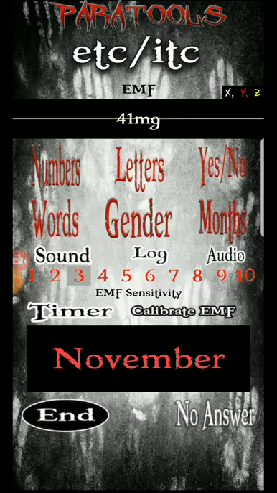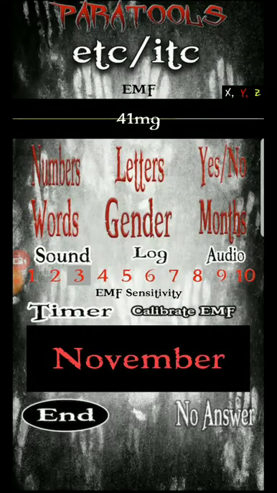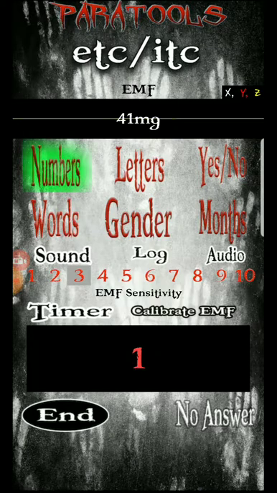And next you want to go and ask a question. So we have our timer set for 5 seconds. We have our sensitivity set for 3. And we're going to ask a question. Say the question is, how old are you? You want to say, how old are you? And then hit numbers, calibrate EMF.